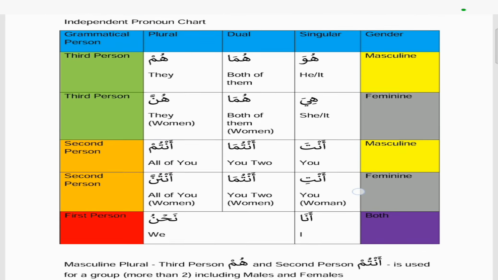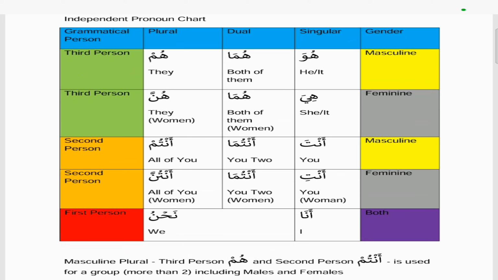If we move to the singular masculine in the second person now, it's anta, which means you when you're talking to a man. Antuma is you two, and then antum is all of you men. Then if we move to the second person feminine, the singular is anti, which is you, but you're talking to a woman. And then antuma is exactly the same as the masculine dual. And then all of you women is antunna, which is similar to the plural third person feminine hunna. You can see the ending sound is the same in hunna and antunna.